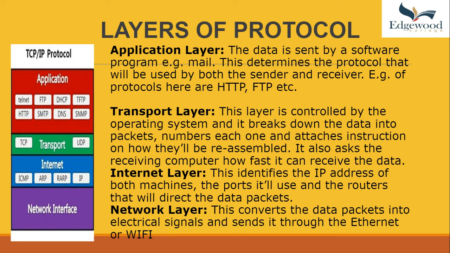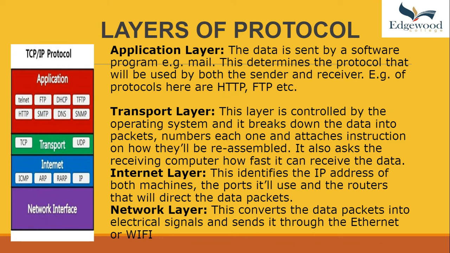Now we're talking about the application layer. The data is sent by a software program, which can be an email client or a web browser. An email client is your gmail.com or yahoo.com or hotmail.com, and a web browser can be your Google Chrome, Firefox, Opera Mini, or Internet Explorer. Those are the clients that the application layer makes use of.